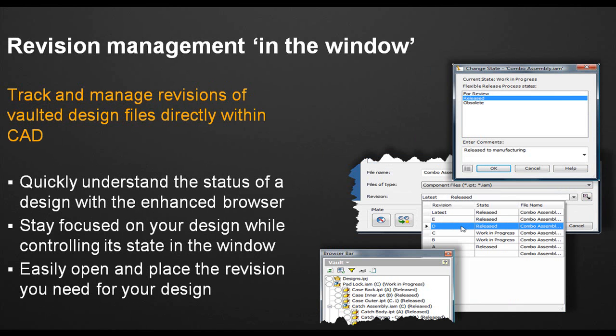Vault Workgroup also provides revision management within the CAD application or in the window. This allows us to understand the status of a particular design through the browser and stay focused on the design. We can control the state within the CAD application, even bumping it forward and releasing files directly from within the CAD application. Also, when it comes time to open a particular design, we can pick and choose the proper revision we want. We might want the last as-built or release. We might want to work on the work in progress. And Vault Workgroup provides the ability to get at the proper revision at the right time.